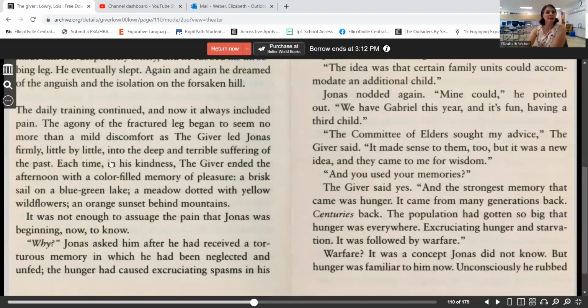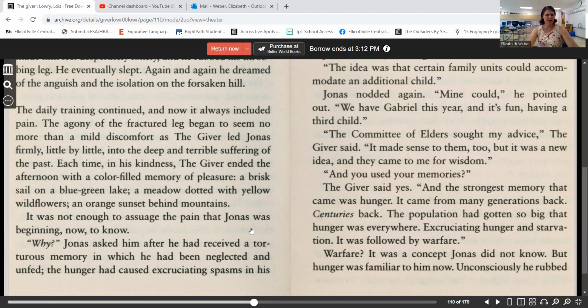The daily training continued, and now it always included pain. The agony of the fractured leg began to seem no more than a mild discomfort as the giver led Jonas firmly, little by little, into the deep and terrible suffering of the past. Each time, in his kindness, the giver ended the afternoon with a color-filled memory of pleasure. A brisk sail on a blue-green lake, a meadow dotted with yellow wildflowers, an orange sunset behind the mountains. It was not enough to assuage the pain that Jonas was beginning now to know.